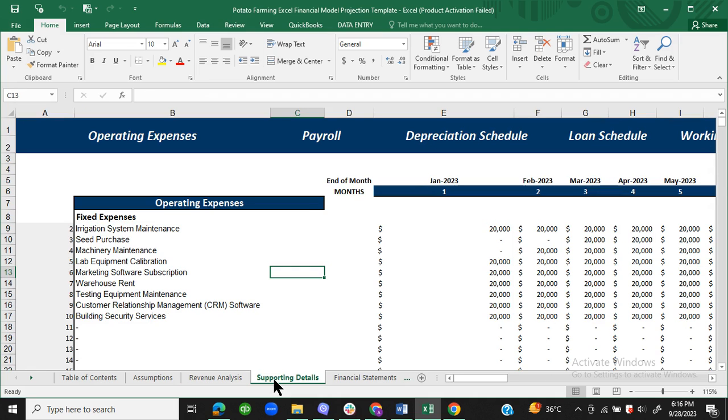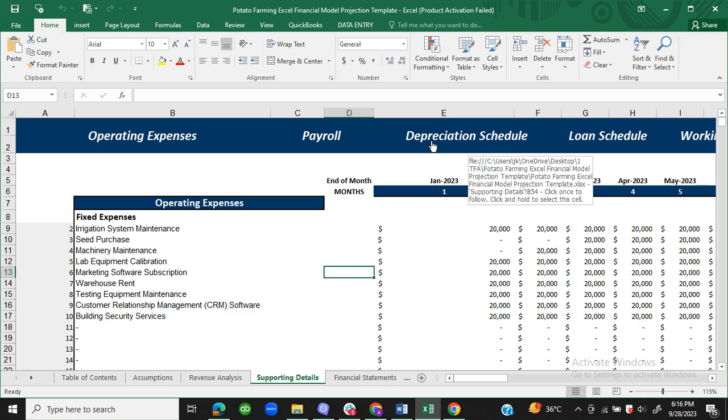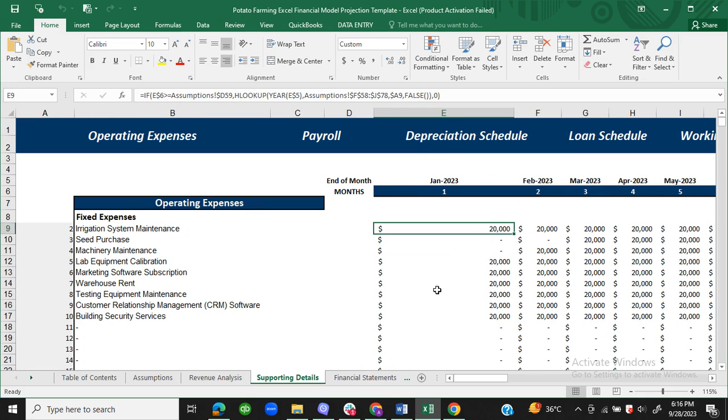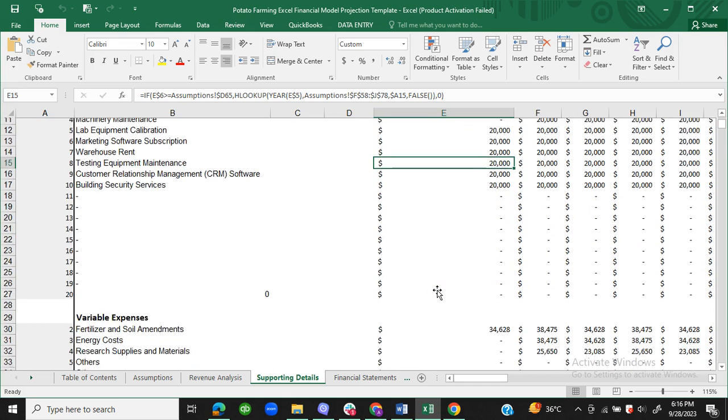Next sheet, supporting details. In this sheet, we have added all the workings for expenses such as operating expenses, payroll expenses, schedules for depreciation, loan schedule, and working capital. We have added all the monthly analysis in this sheet.